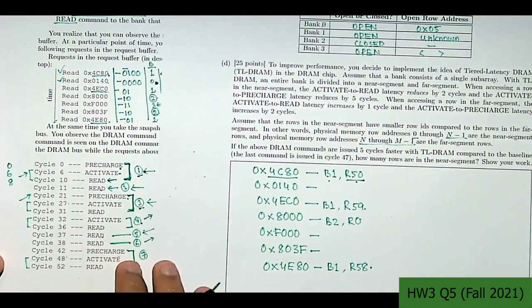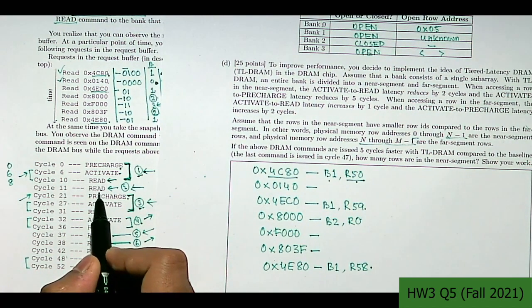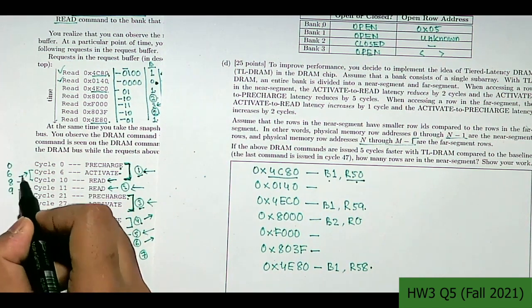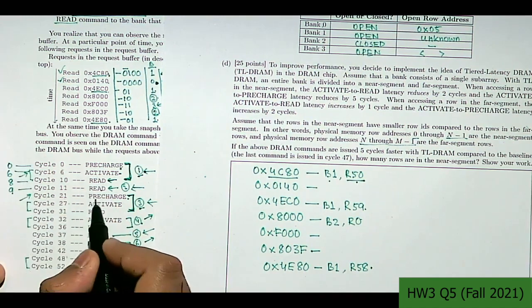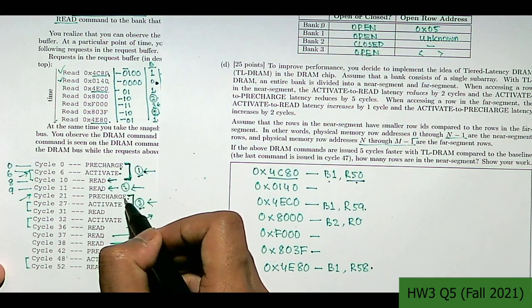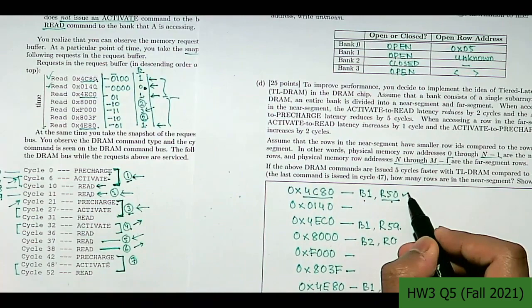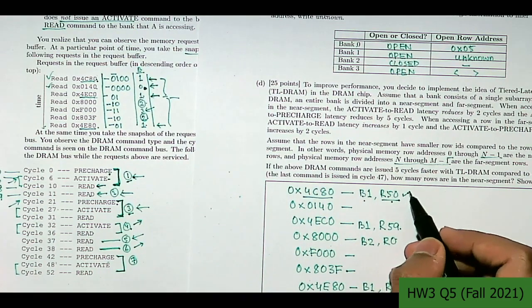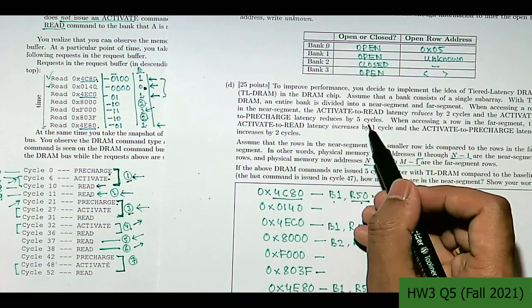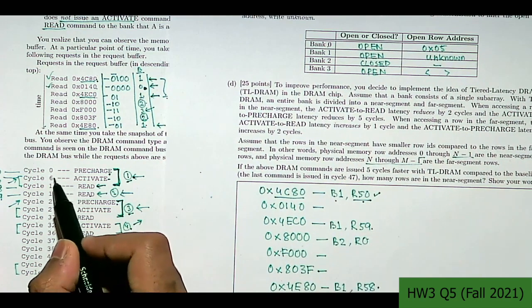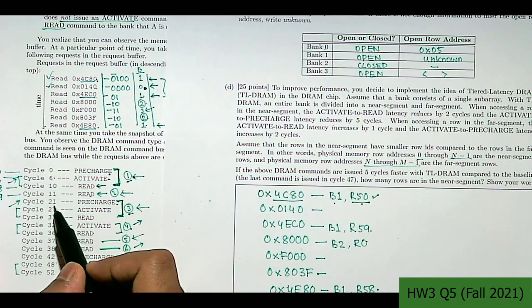Okay? So now let's see. This one is just a normal read, so it can simply go on the next cycle. So that's 9. Maybe it's a better idea to put it like this. And then see, precharge. Activate to precharge is one dependency. If we have considered this row as a near segment, that actually gives you a 5-cycle benefit on activate to precharge, right? Previously activate to precharge was 15 cycles, now it actually becomes 10 cycles.